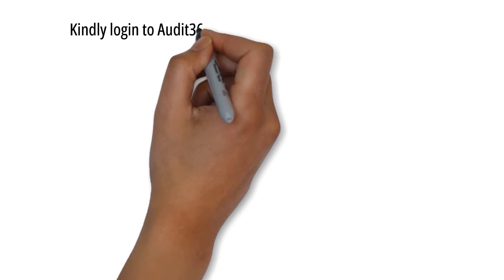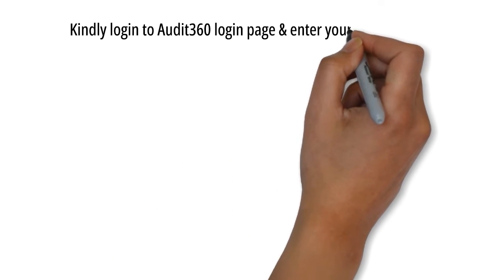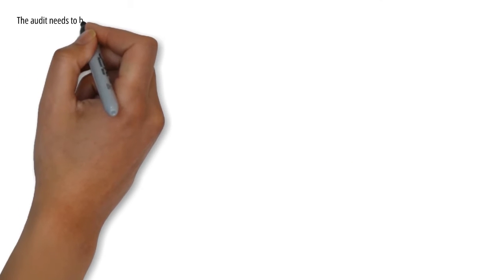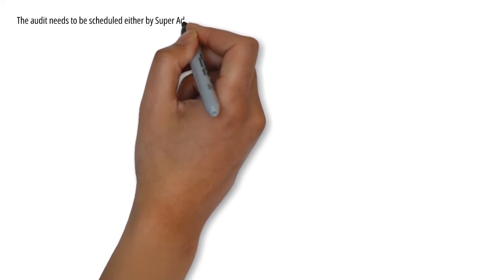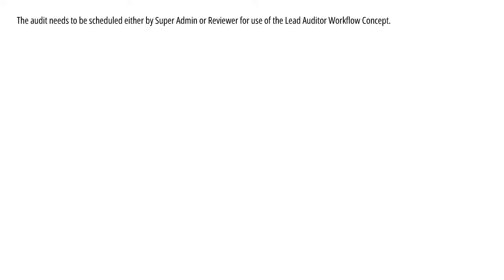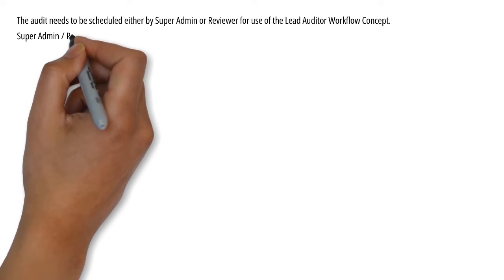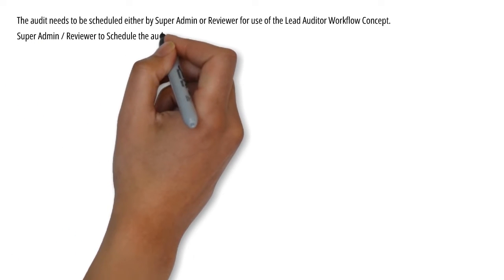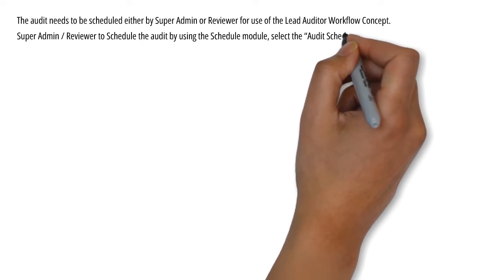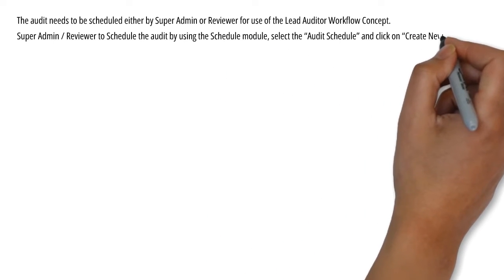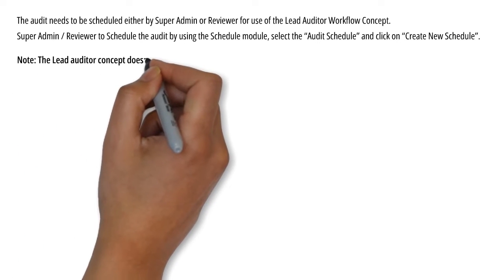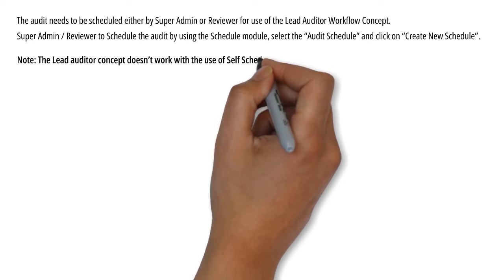Kindly log into the Audit 360 login page and enter your credentials. The audit needs to be scheduled either by superadmin or reviewer for use of the lead auditor workflow concept. Superadmin/reviewer to schedule the audit by using the Schedule module. Select the audit schedule and click on Create New Schedule. Note, the lead auditor concept doesn't work with the use of self-schedule mode.